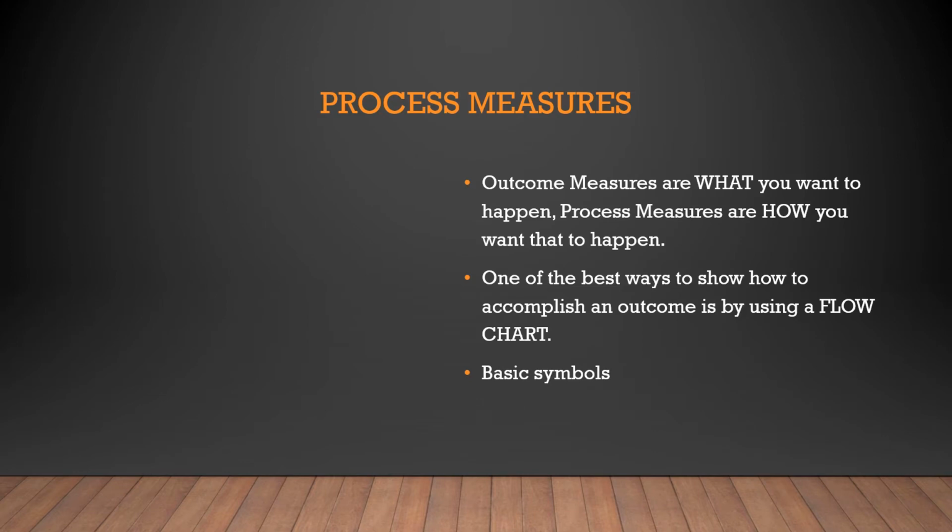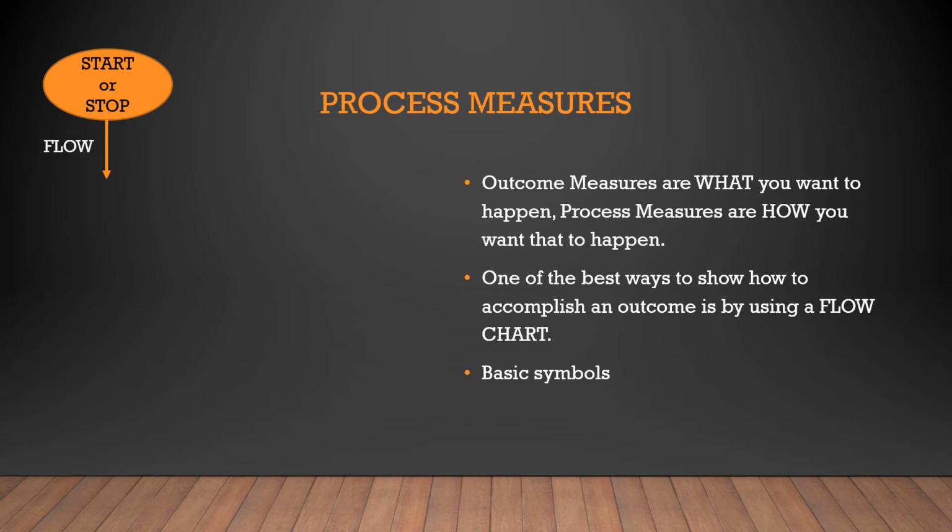Let's talk about a critical part of quality improvement, process measures. Outcome measures are what you want to happen. Process measures are how you want them to happen. One of the best ways to show how to accomplish an outcome is by using a flow chart. There are basic symbols that you use in a flow chart. The oval or circle is the start or stop.